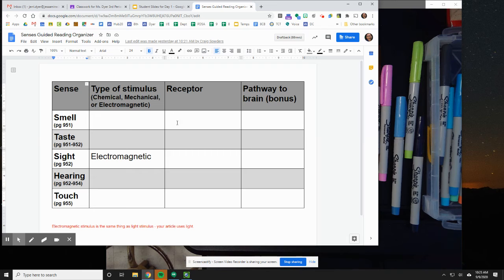Then you're also going to go through your reading and find out what type of receptor is responsible for picking up the stimulus so that you have a sense of smell. What type of receptor is responsible for picking up the stimulus that gives you a sense of taste. So this is helpful to you to see how these pathways work. This is a little bit of a long video, but it's got all of the stuff that you need for class. Hopefully this is helpful to you, and I'll see you in class on Thursday.